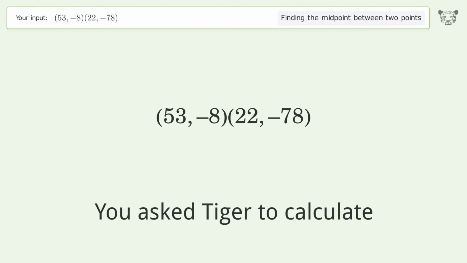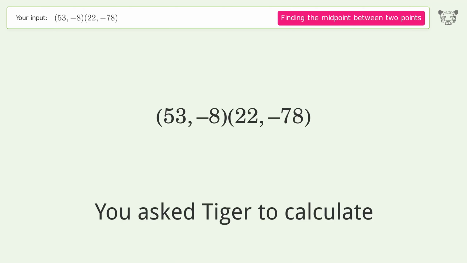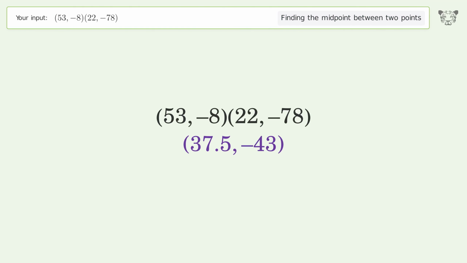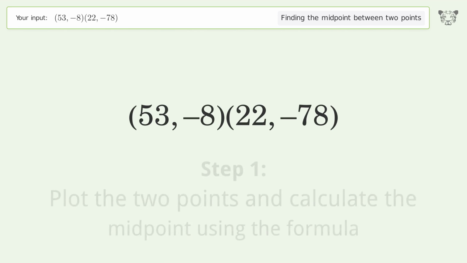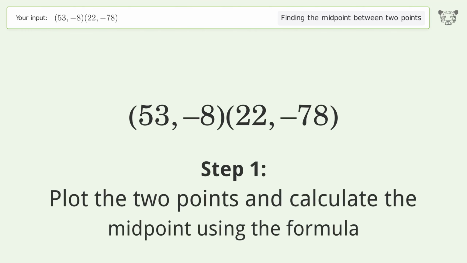You ask Tiger to calculate. This deals with finding the midpoint between 2 points. The midpoint between the 2 points is 37.5, negative 43. Let's solve it step by step. Plot the 2 points and calculate the midpoint using the formula.